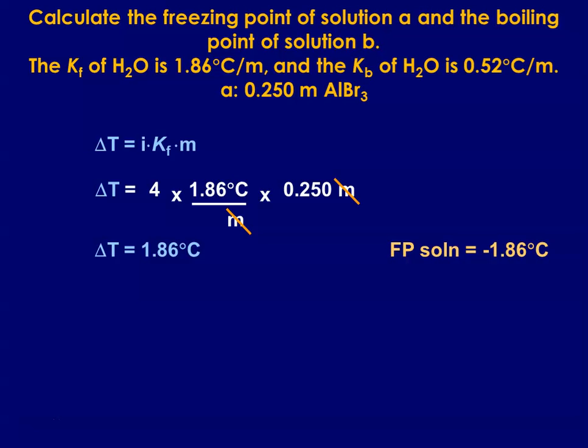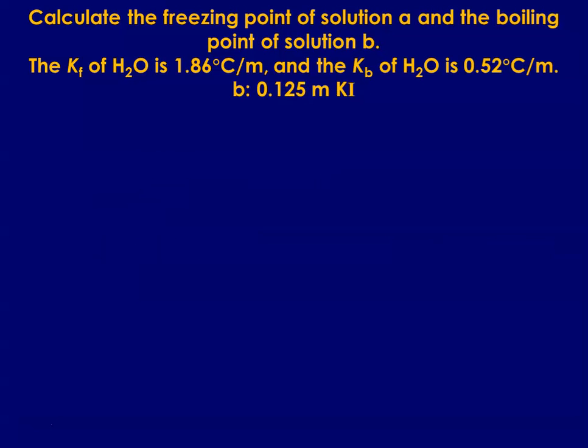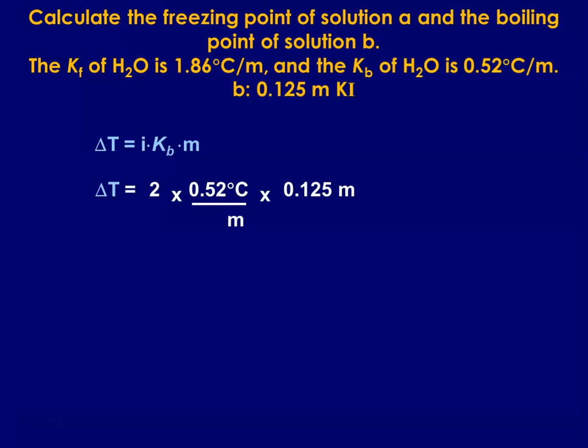For the boiling one that we're going to look at next with KI, we're still going to be using that same delta T equation, but we're going to use the Kb for water, 0.52. KI only has 2 ions that are able to form in solution, one potassium and one iodide. So we're going to substitute those 2 quantities in along with its molality. When we do our math through, we get that the temperature change was 0.13. Now, water would normally boil at 100 degrees. So if the boiling point goes up, it would go to 100.13 degrees Celsius.